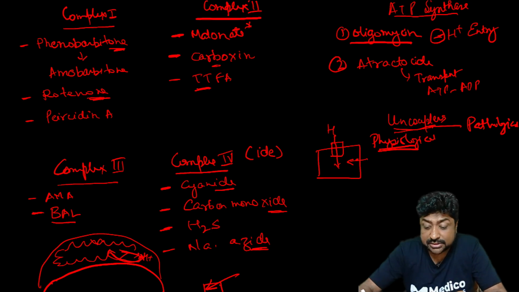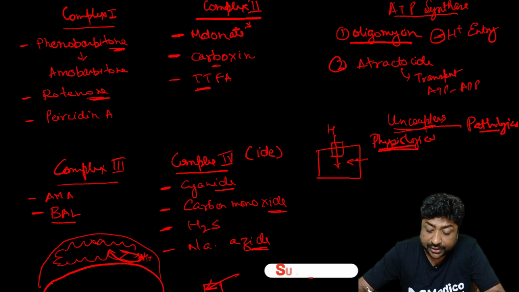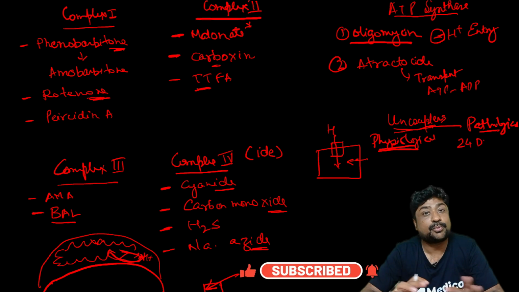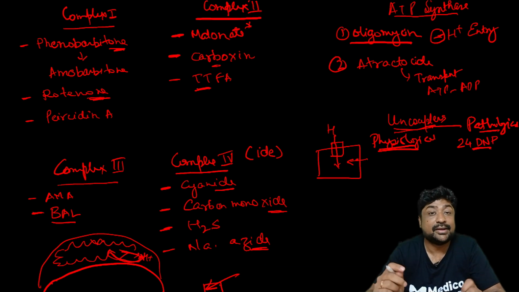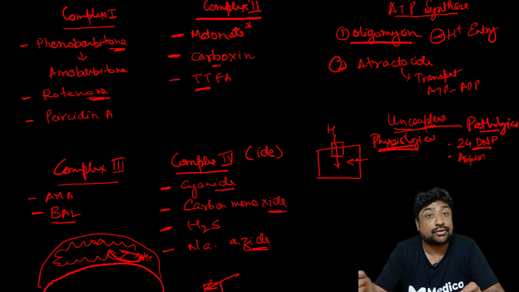What are pathological uncouplers? They cause reversible uncoupling. Very important here is 2,4 dinitrophenol. DNP, you can remember it as do not produce energy. So 2,4 DNP, dinitrophenol, is a very, very important pathological uncoupler. Another important pathological uncoupler is aspirin. Aspirin in high dose will cause a lot of fever because of this uncoupling effect. And the last important one is valinomycin.